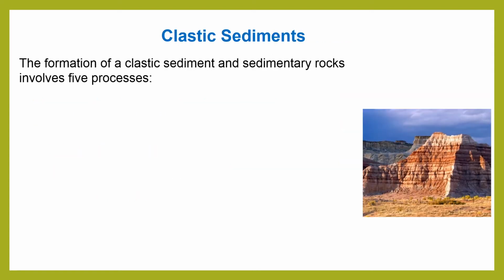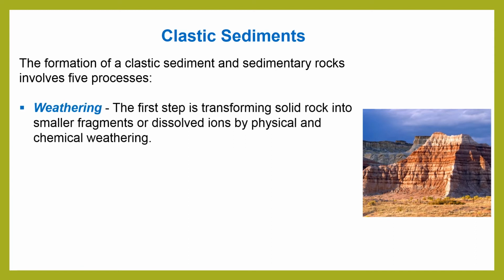And the formation of clastic sediment and sedimentary rocks has 5 processes. Weathering, which is the first step, transforms solid rock into smaller fragments or dissolved ions by physical and chemical weathering.